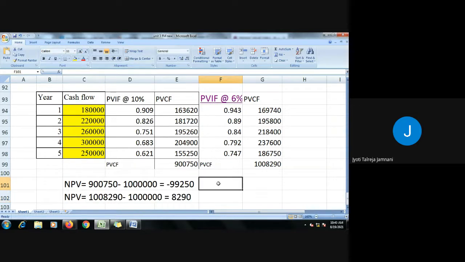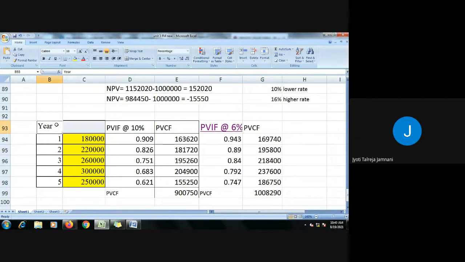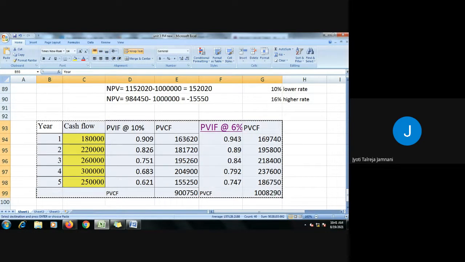So we have one negative NPV and the rate here is 10%, and we have another positive NPV. The rate here we took is 6%. So we have our rates now 10 and 6%. Okay, one is positive and one is negative NPV. Is that clear, all of you? Yes, ma'am. Okay, now which is the lower rate and which is the higher rate from 10 and 6? Six one is lowest. Correct. 6 is lower and 10 is higher. So what we'll do, we'll just copy this in the Word document so that we can solve the formula there.